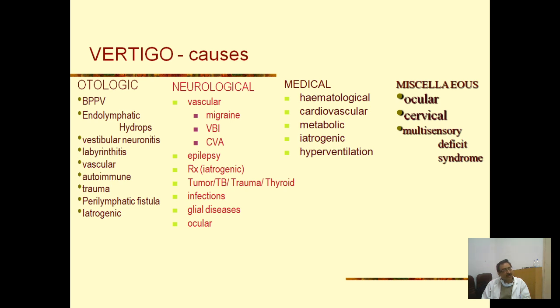One which is often talked about, and we will see this as we go further, is what we call benign paroxysmal positional vertigo, BPPV. Then there is endolymphatic hydrops. Endolymphatic hydrops is the correlate of glaucoma from the point of view that there is increased pressure in the inner ear, and we call it endolymphatic hydrops or Meniere's disease.